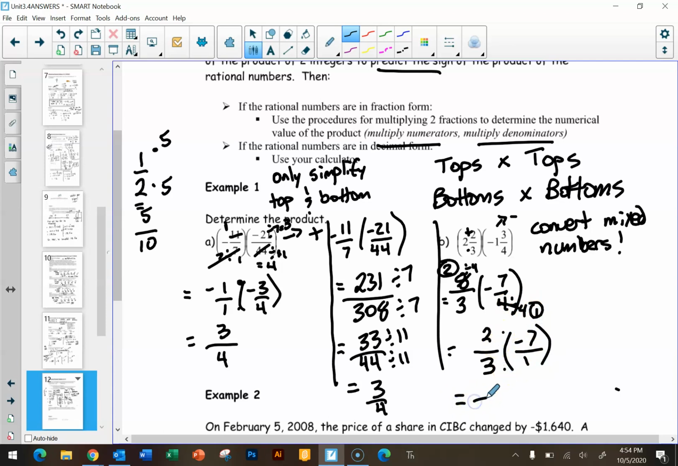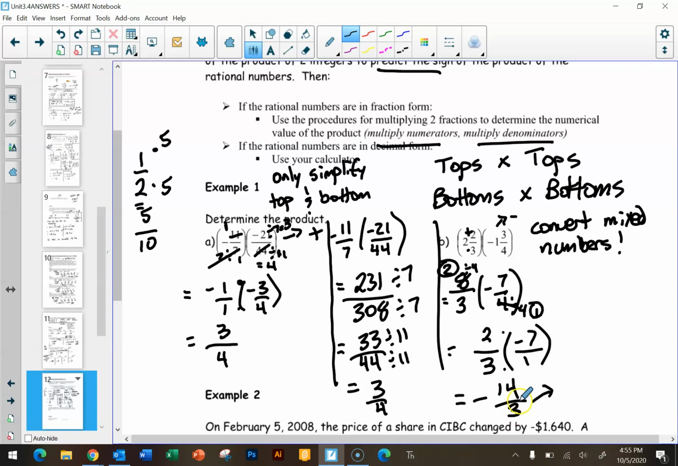Okay, I know my answer is going to be negative because we decided that right at the beginning of the question. 2 times negative 7 is negative 14, and 3 times 1 is 3. So that is an improper fraction. Now we've got to convert it back to a mixed number.